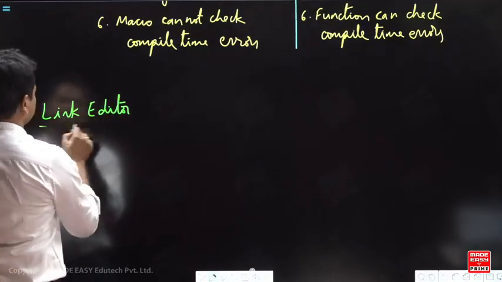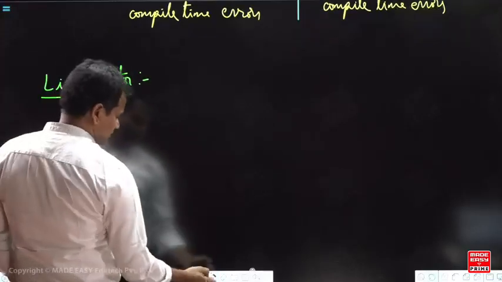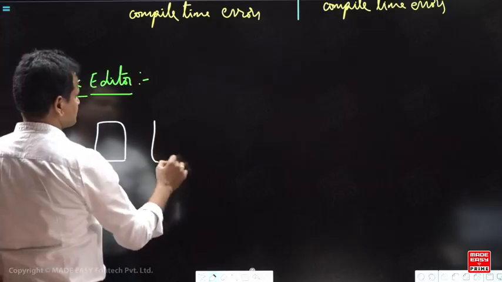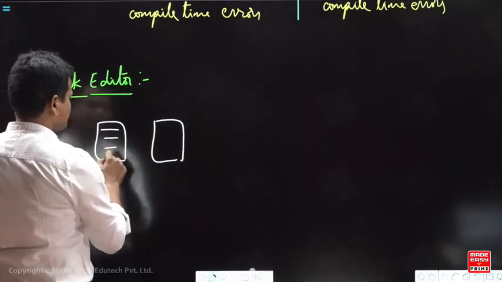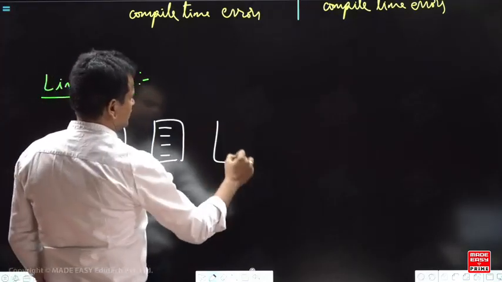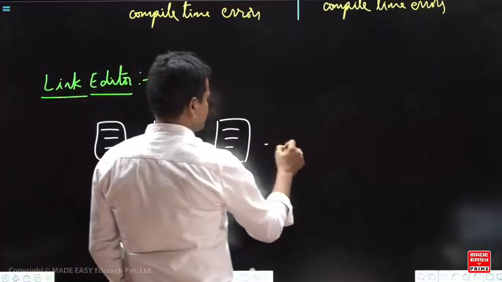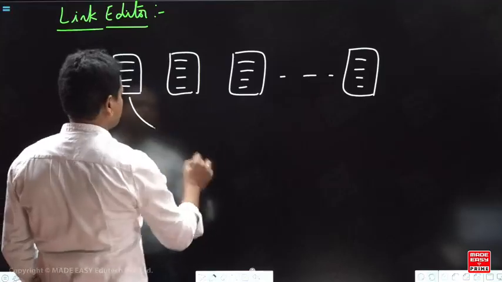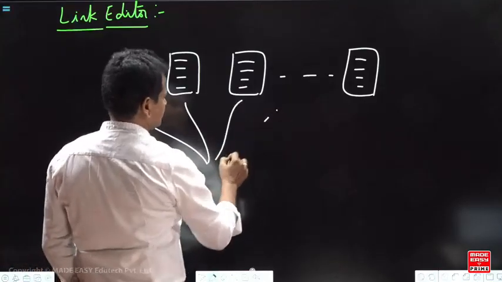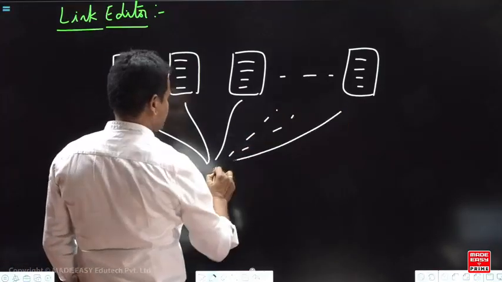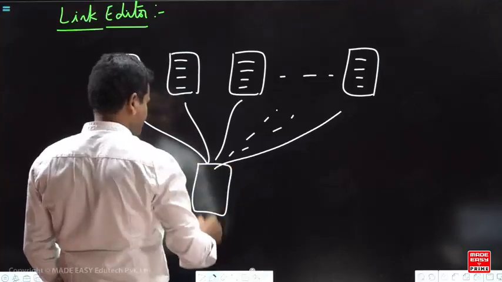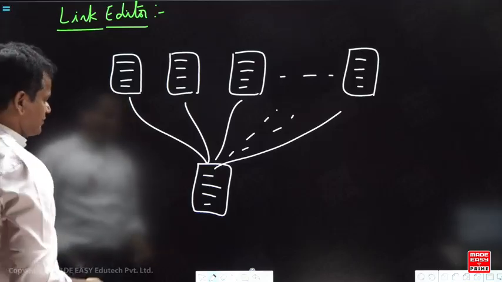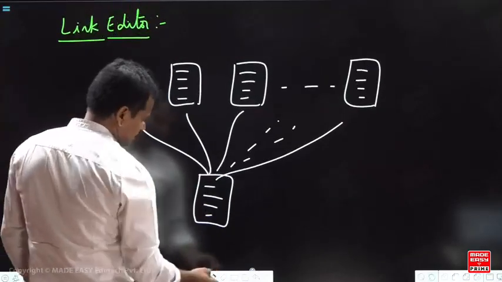Link editor. If the program is very big, it may be divided into small programs, and each program we call a module, and at the time of execution all these modules have to be linked as a single module, and this will be done by the link editor. The link editor links all the modules as a single module. Okay, this is called link editor.